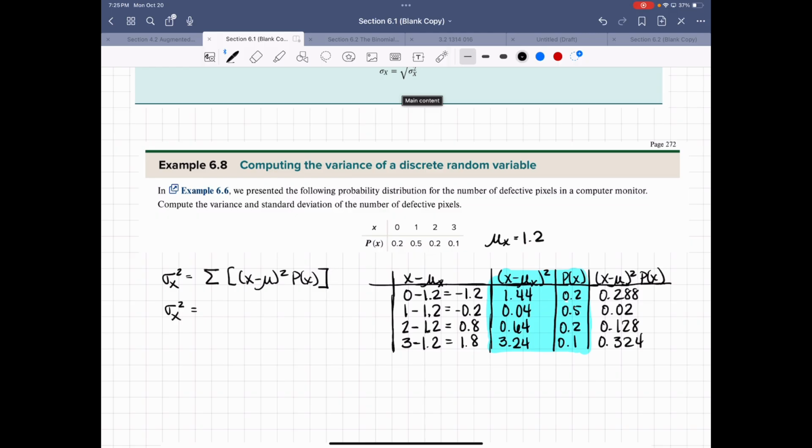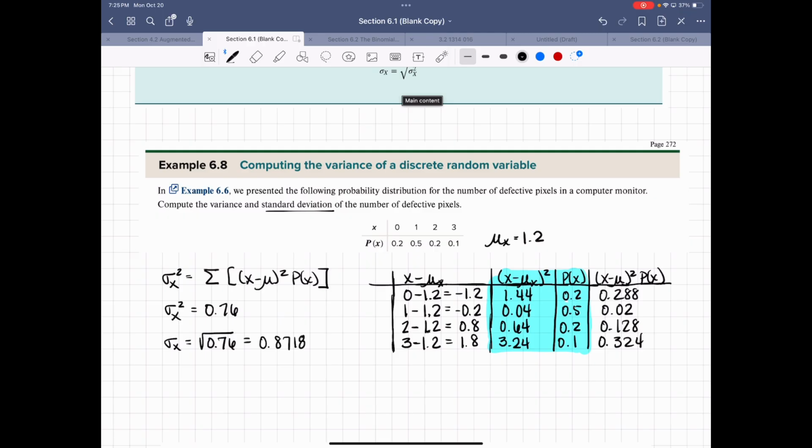What'd y'all get? Right. Yeah. 0.76. Now it also tells me to find the standard deviation. So all I got to do is take the square root of that, which is going to give me 0.8718.